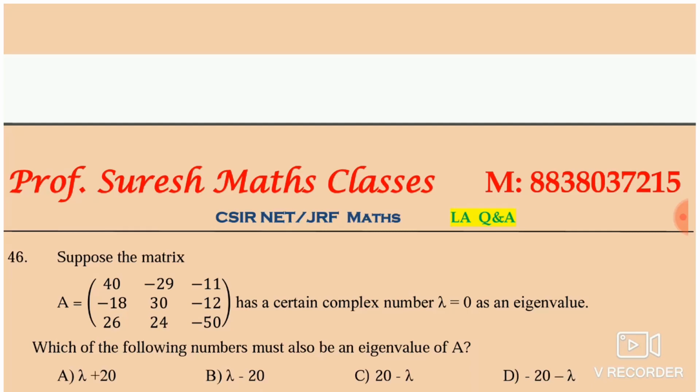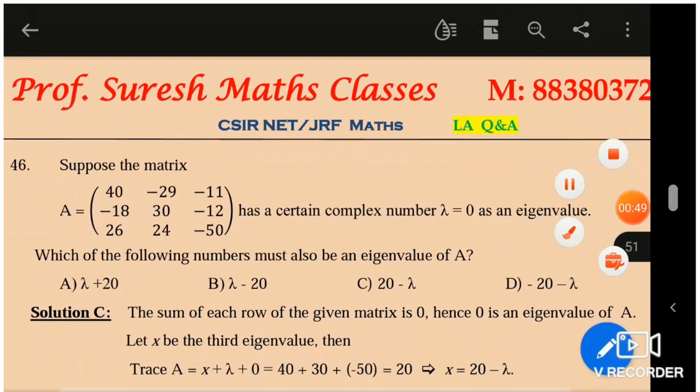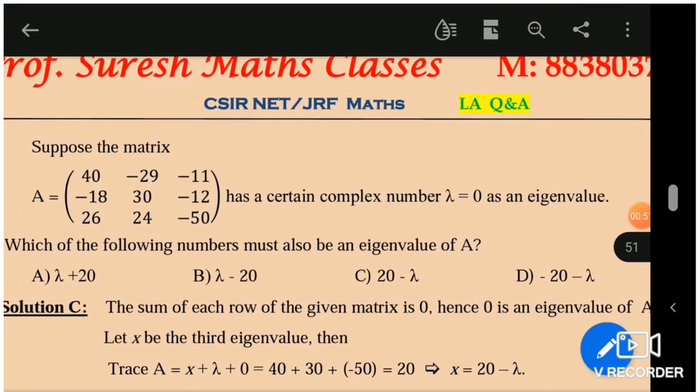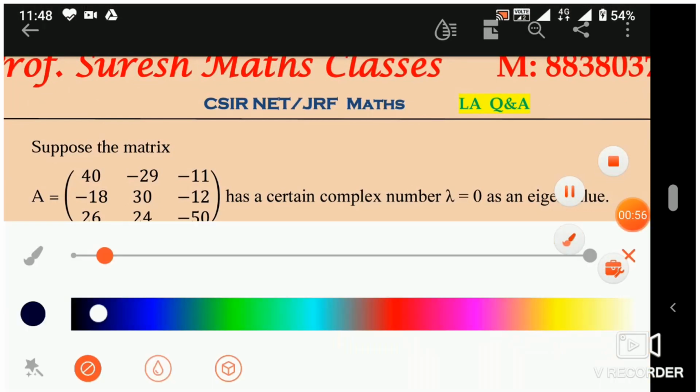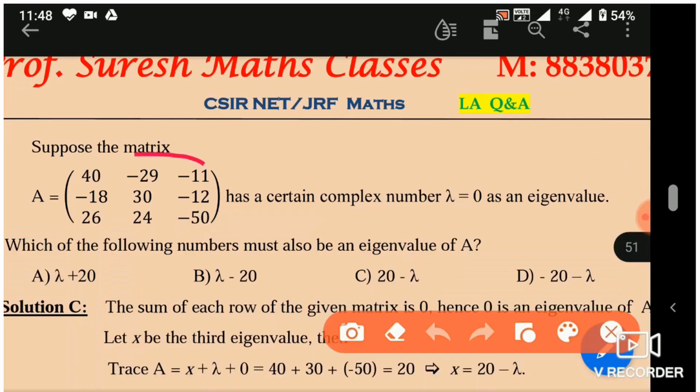So see here, the sum of each row of the matrix, you can find, is 0. Sum of each row of the matrix is 0. So 0 must be an eigenvalue. See here, 40 minus 29 minus 11 becomes 0, and the second one also 0, third row also 0. So if you get like this, 0 must be an eigenvalue.